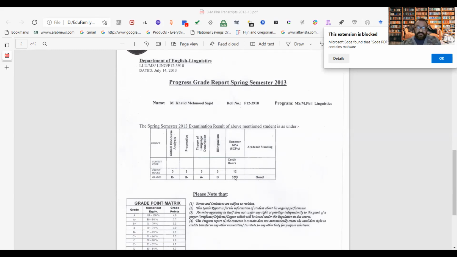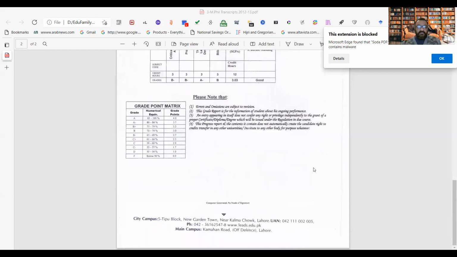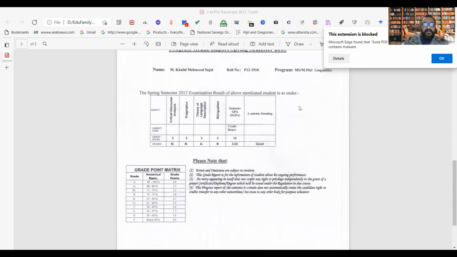So here I have 3.03 out of 4. The total credit hours for second year will be 12. Okay, so it was not bad. I think I performed very well in my MPhil course. Anyhow, now we go for some other things. This is the first thing I showed you: my result, how I did it, how I managed, and how much I got.